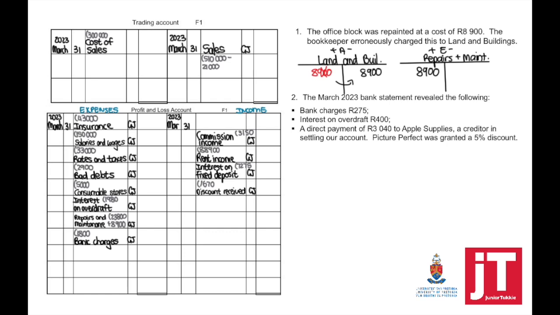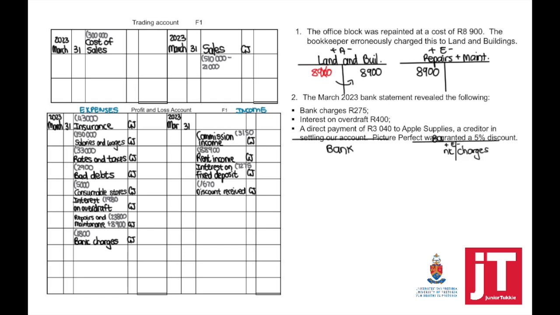Adjustment number 2, the March 2023 bank statement revealed the following. Bank charges 275, interest on overdraft 400, a direct payment of 3,042 to Apple Supplies, a creditor, in settling our account. Picture Perfect was granted a 5% discount.